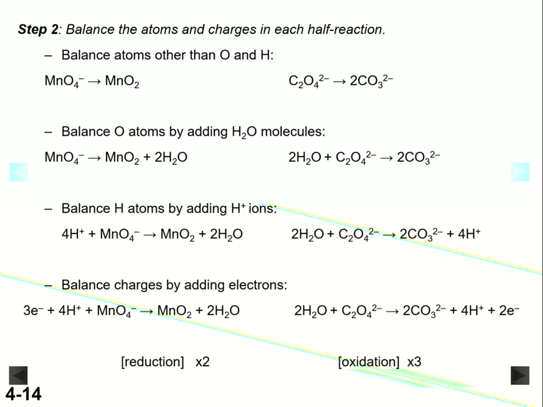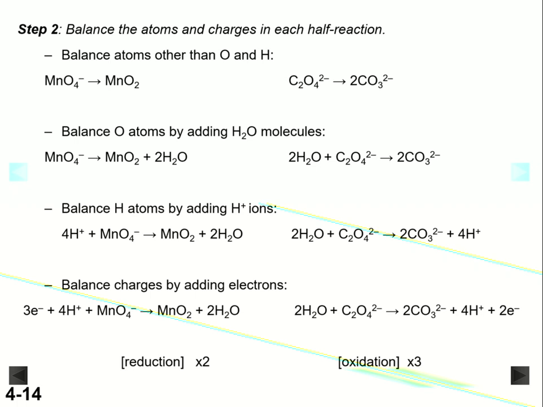Next, we need to balance the oxygen atoms by adding water. So for the permanganate half reaction, we need to add 2 water molecules. So now we have 4 oxygens on the reactant side, 4 oxygens on the product side. For the oxalate reaction, we have to add 2 waters on the reactant side so that our total number of oxygens is 6 on the reactant and 6 on the product side.